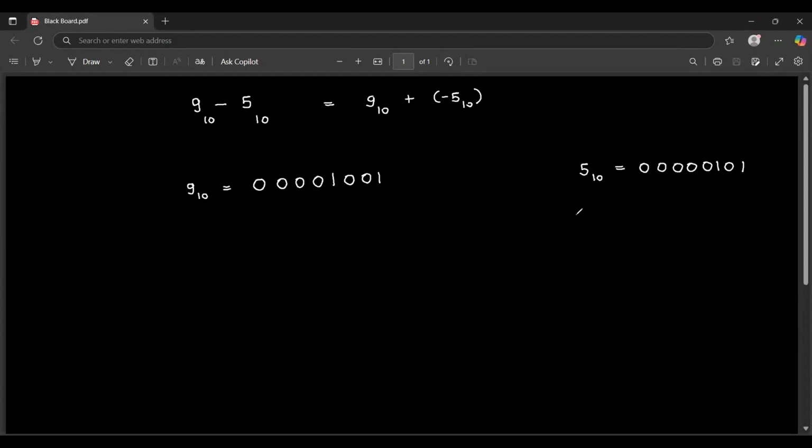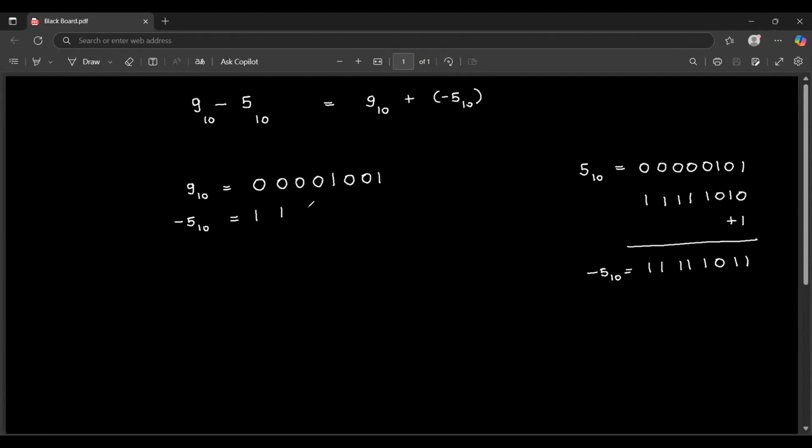So what will we do next? Now we have to find the ones complement. So it will be 1, 1, 1, 1, 1, 0, 1, 0. And you have to add 1 to this. If you add 1 to this, what will you have? 1, 1, 1, 1, 1, 0, 1, 1. So this is negative 5 to the base 10. What do we have to find? 9 plus minus 5. So we will add minus 5 to the base 10 to 9.